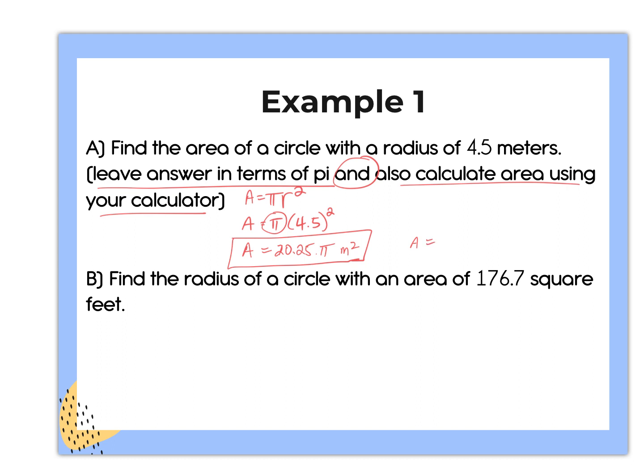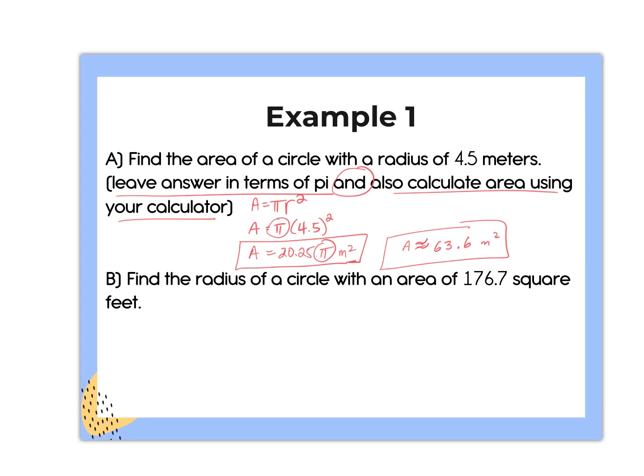Now, if I was to do it using my calculator, I'm going to multiply the 20.25 by pi on my calculator, and I'm going to get an approximate answer for my area of 63.6 meters squared. And so that's a valid answer. It didn't tell me what to round to, so I just did tenths. And again, it's approximate because once I used pi in my calculator, this was a rounded answer, which is not exact.